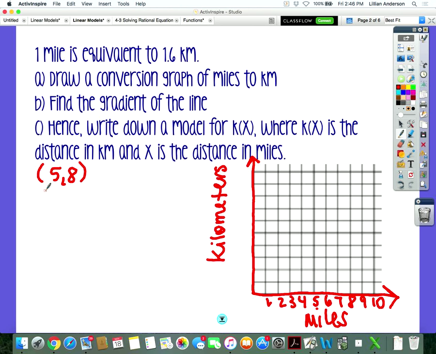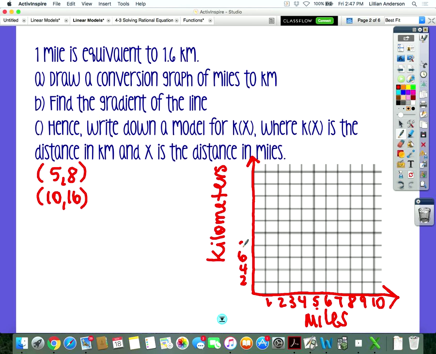It's 16. So if we're at 5, 8, and then 10, 16, and we only have 10 lines here, how should we do our Y scale? Like fives? Twos? Maybe twos, because there'll be like 2, 4, 6, 8, 10.